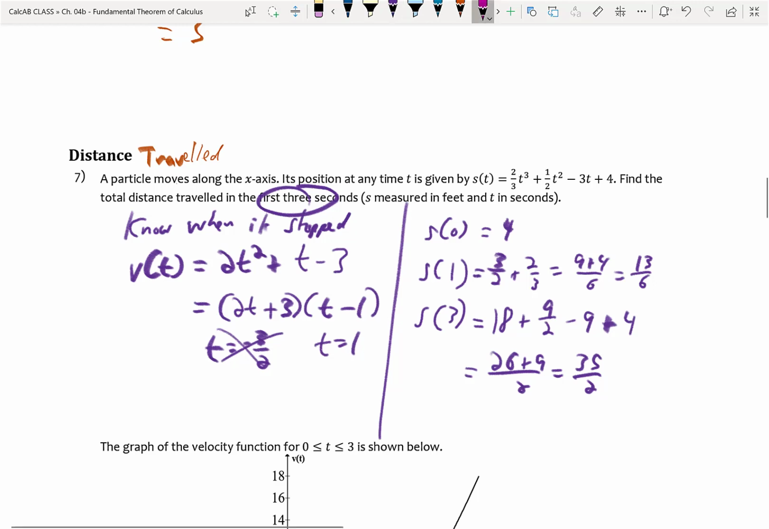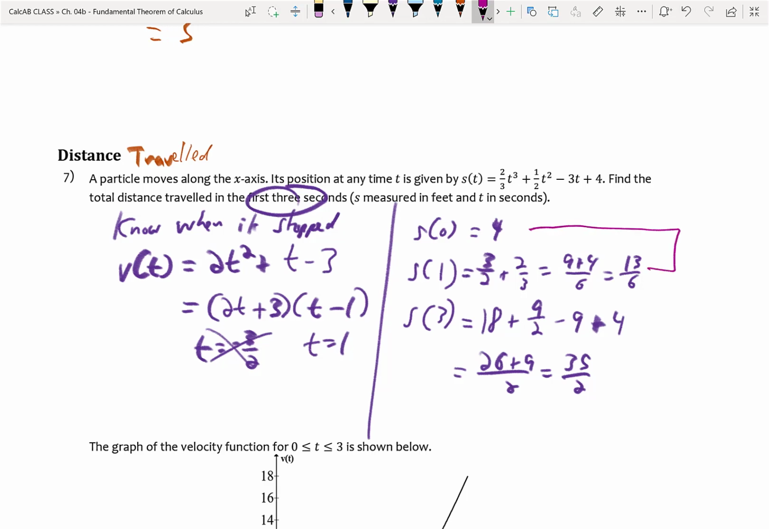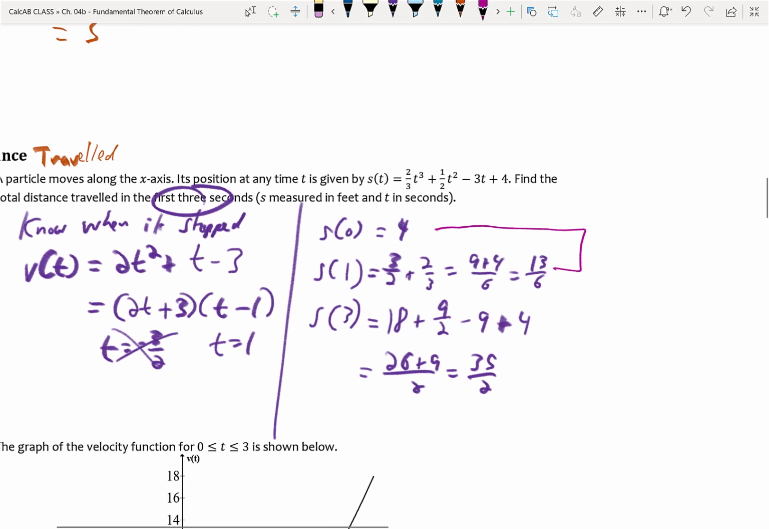So now what do I have to do? Yeah, I need to find differences between them. I kind of like doing this. I'll draw a connection between the 4 and the 13/6, and just do 4 minus 13/6, which is 24 minus that, or 11/6. So there's 11/6 of a difference between S of 0 and S of 1.